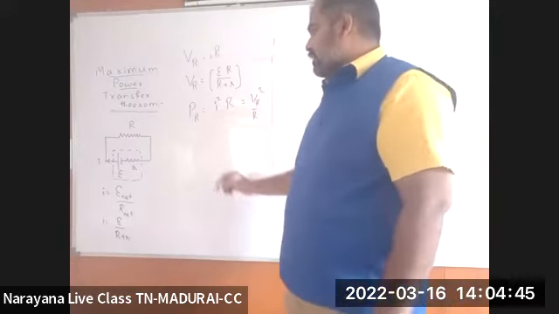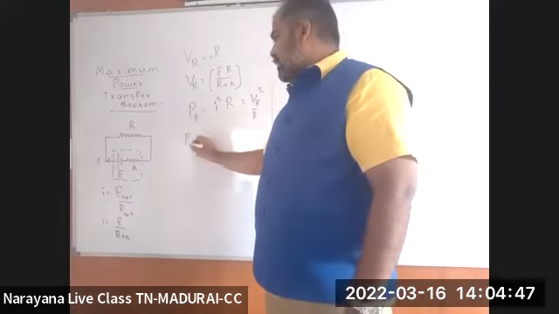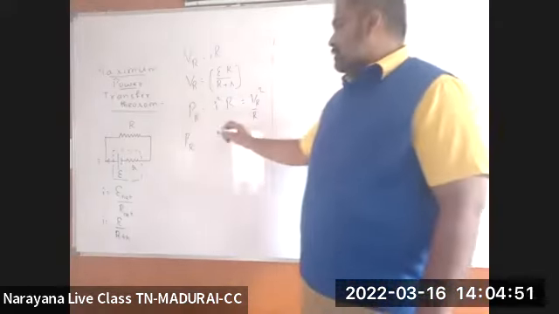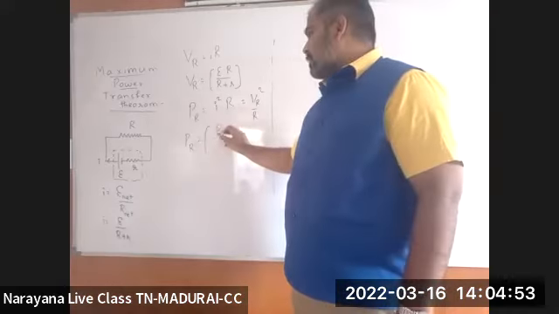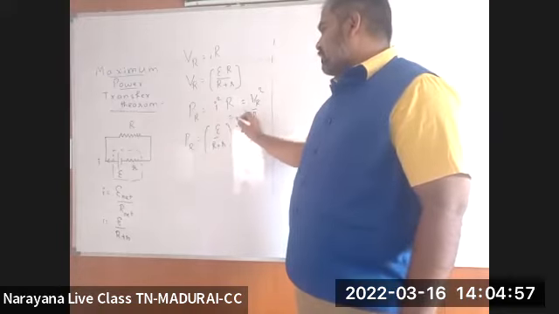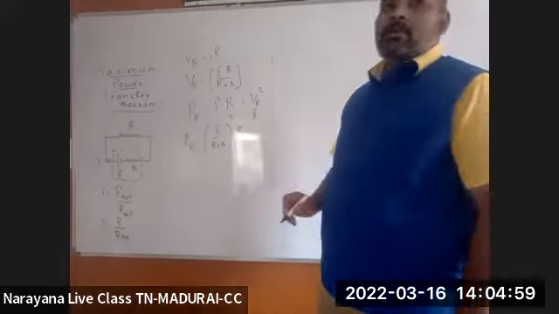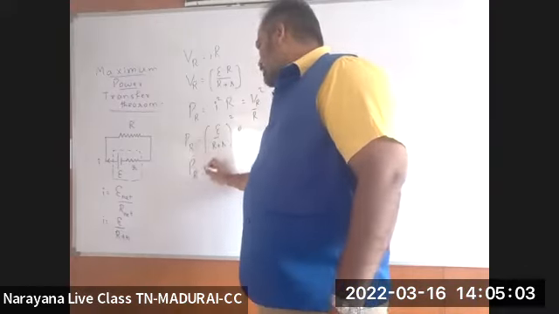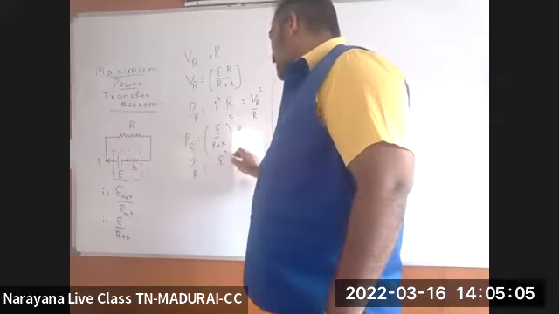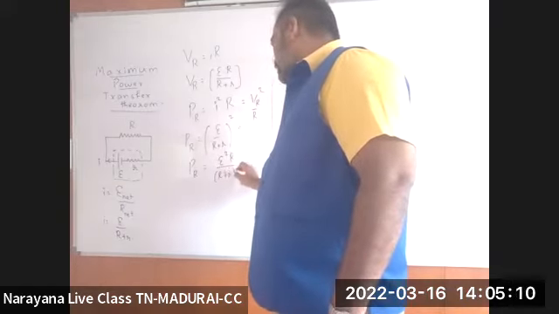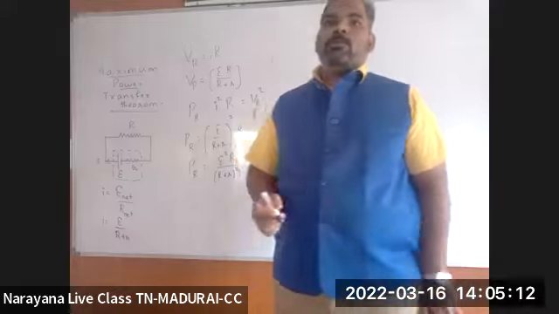Substitute the I value here. So I can write the power dissipated across the external resistance equal to how much? I value is capital E divided by capital R plus small r, and whole power 2, into capital R. So power dissipated across the resistance is E square into capital R divided by capital R plus small r whole power 2.